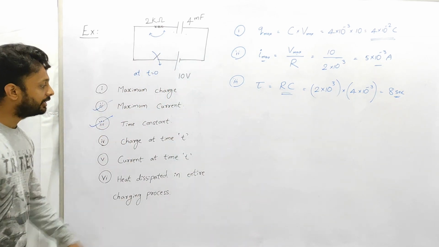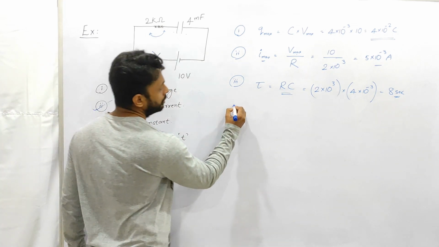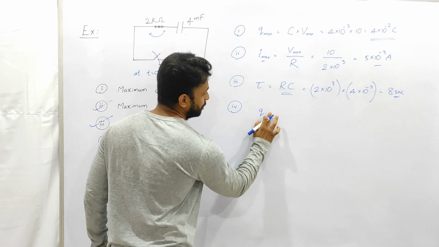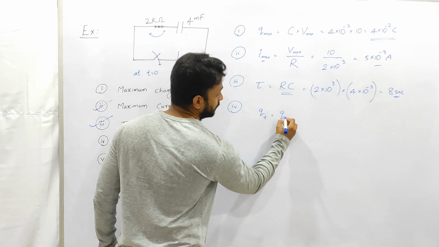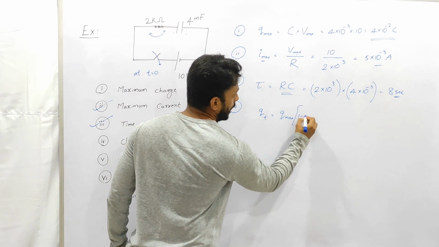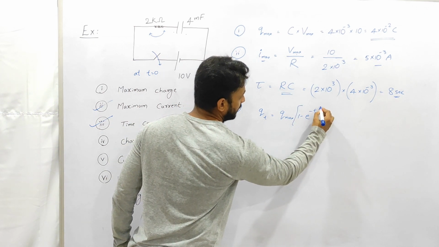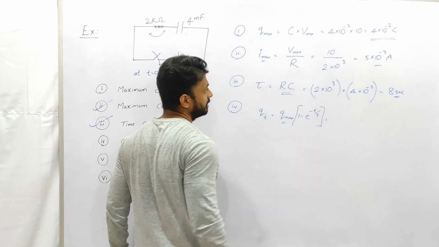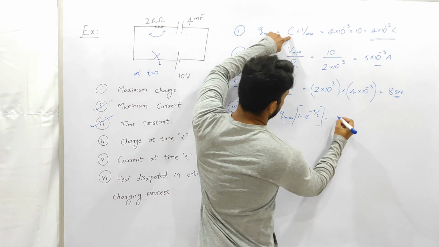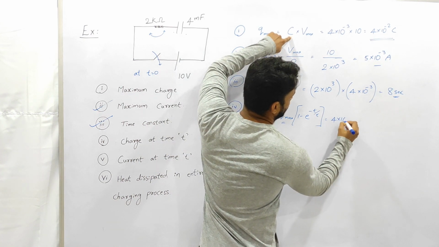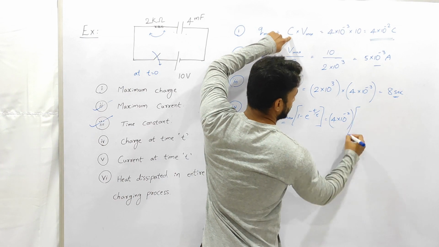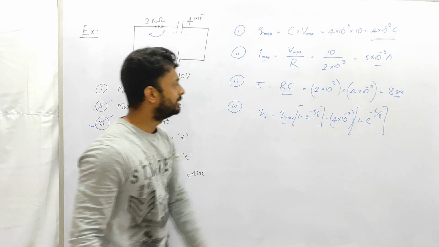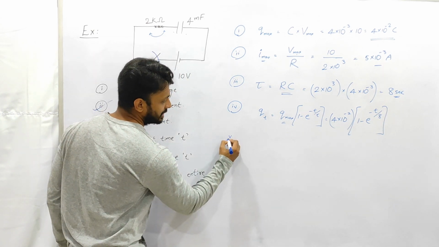Now, finally, charge as a function of time. We already know that the charge Q at any time t is given by Q max into 1 minus e power minus t by tau, which we derived. Q max we got, and tau we got, so directly we can write Q as a function of time. It is 4 into 10 power minus 2 coulomb, that's Q max, into 1 minus e power minus t by 8. That is the charge on this capacitor at any time t.